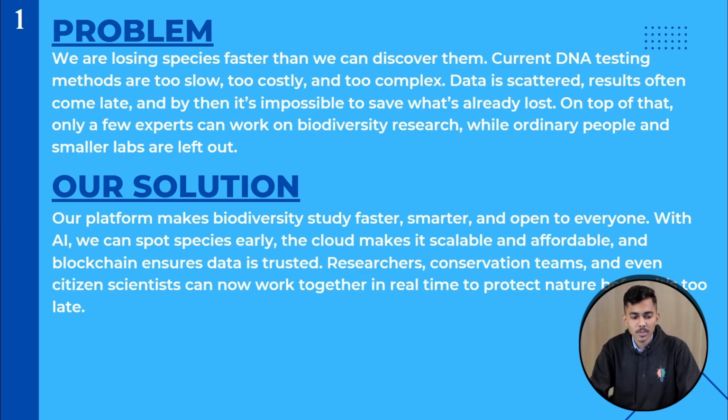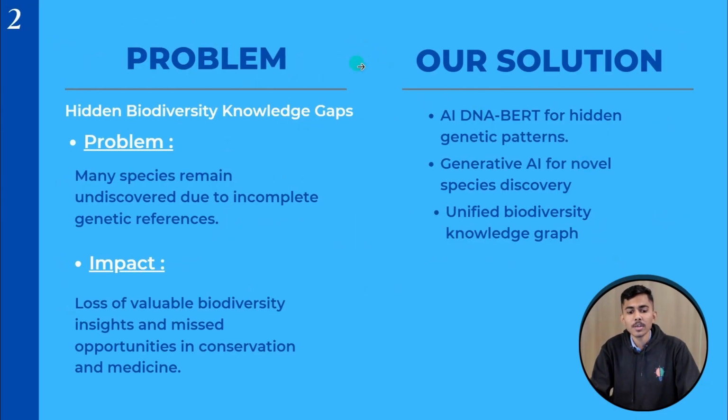So the first problem is hidden biodiversity knowledge gaps. Many species remain undiscovered due to incomplete genetic references. The impact is a loss of valuable biodiversity insights and missed opportunities in conservation and medicine. Our solution is AI DNA BERT for hidden genetic patterns, generative AI for novel species discovery, and unified biodiversity knowledge graphs. The tech stack for this problem is Python, with frameworks like PyTorch, TensorFlow, Neo4j GraphDB, PostgreSQL and FastAPI.